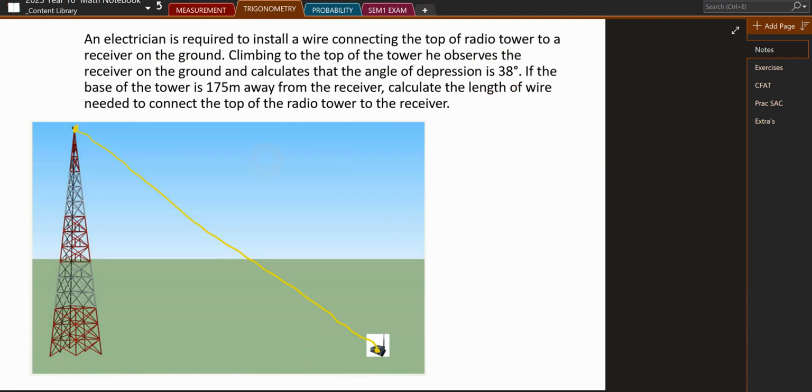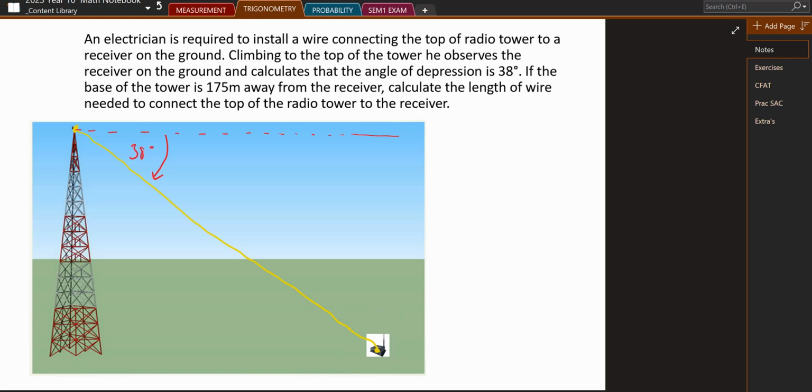So what that's saying is if the guy's up there, here's the horizontal line, and he's looking down at the object, it creates an angle of depression of 38 degrees.